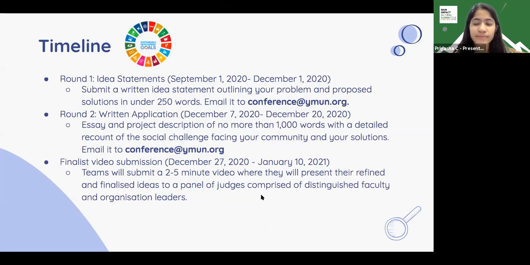So a general timeline for those interested would be this. There are three rounds. The first round ends December 1. And for that, you have to submit a written idea statement outlining your problem and proposed solution in under 250 words and email it to this email address given. And just remember that this is based on any idea that you may have.